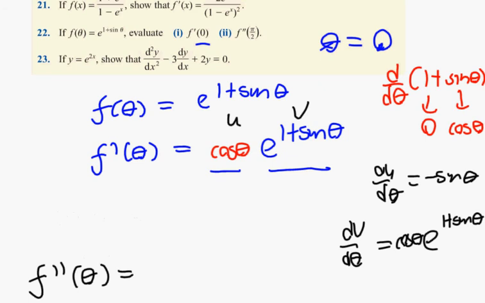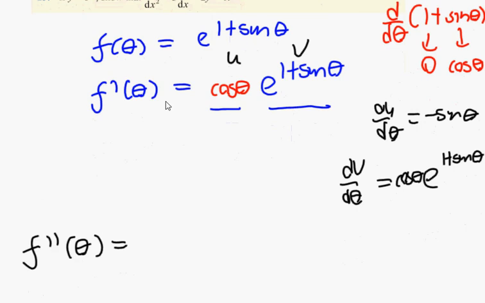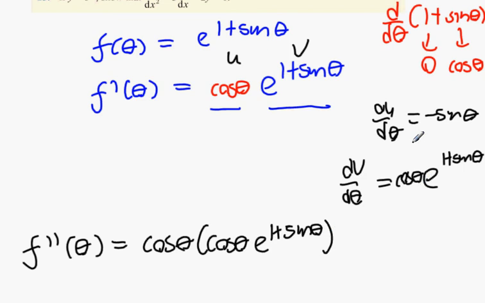So the second derivative is going to be cos theta times the v d theta, which is cos theta e to the power of 1 plus sine theta. That is cos times the v d theta. Now it's going to be v times the u d theta, which is minus sine theta e to the power of 1 plus sine theta. Now look at this, guys. Plus minus is basically minus, so you can get rid of that extra sign there.